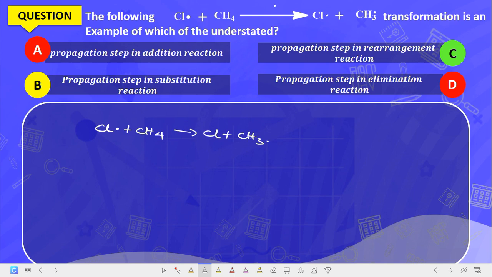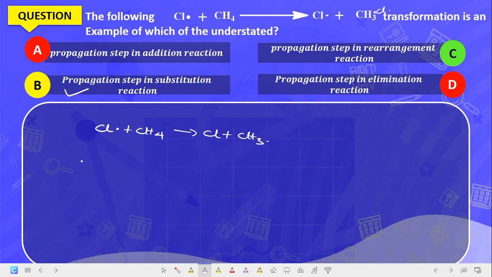Now you are asked which of the following; the transformation was not written well. It's supposed to be Cl. Okay, the following transformation is an example of which of the following? Is it a propagation step in an addition reaction, a propagation step in a rearrangement reaction, or a propagation step in a substitution reaction? Now the correct answer is propagation step in what? Substitution reaction.